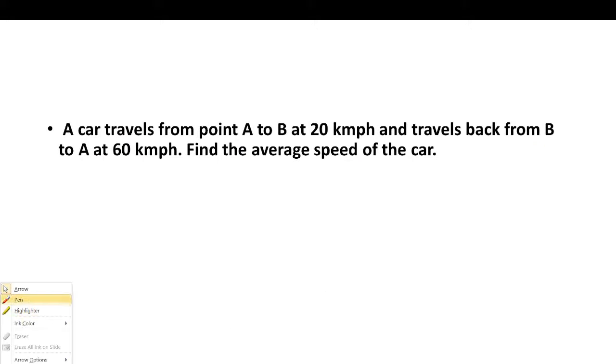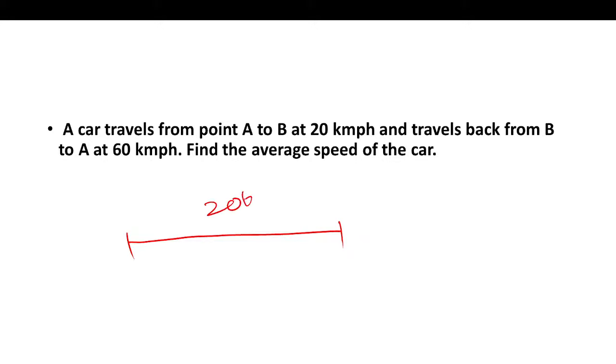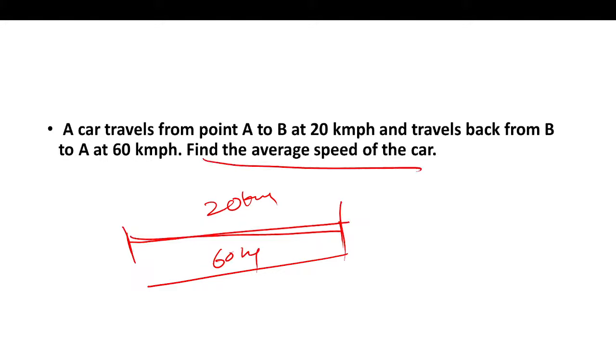Can you answer this one? A person travels from point A to B at 20 km per hour and comes back from B to A at 60 km per hour. That means the distance is the same. When the distance is the same, average speed is equal to 2xy by x plus y, where x and y are speeds.